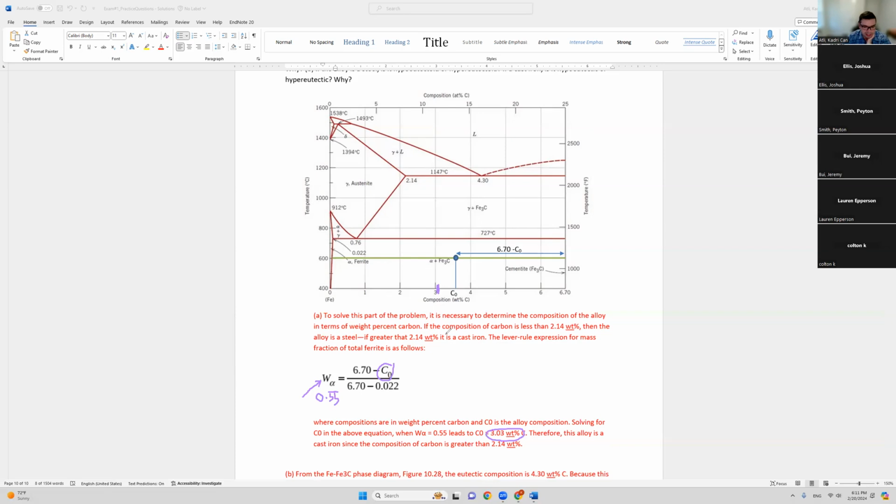So is this alloy a cast iron or a steel? Remember the definition. If the concentration of carbon in the iron is larger than 2.14 weight percent, this is called a cast iron. So this alloy is a cast iron.